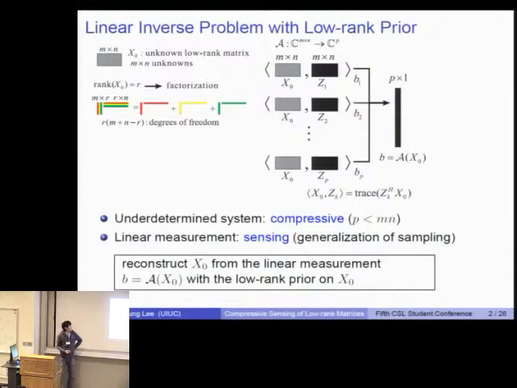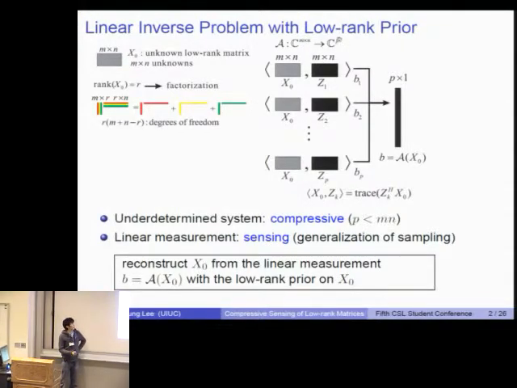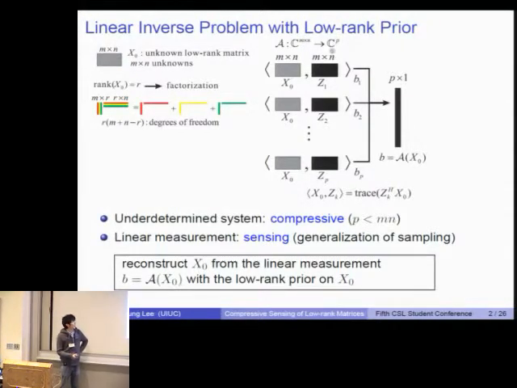We will think about an inverse problem where we'd like to reconstruct a known low-rank matrix X0 from its linear measurement given by b = A(X0), where script A is a linear operator from the space of n by n matrices to C^p, a Euclidean space with dimension p, and the linear operator consists of inner products with p matrices.